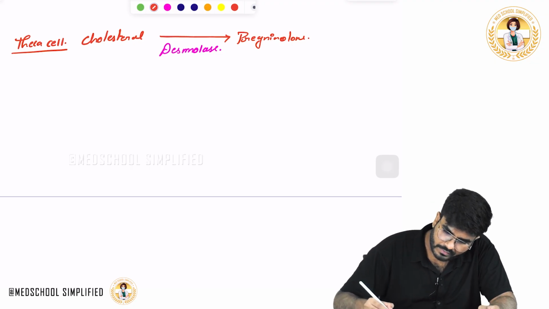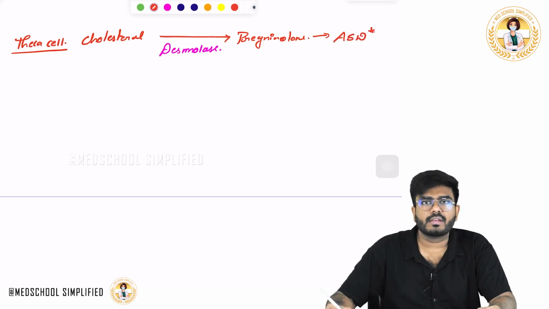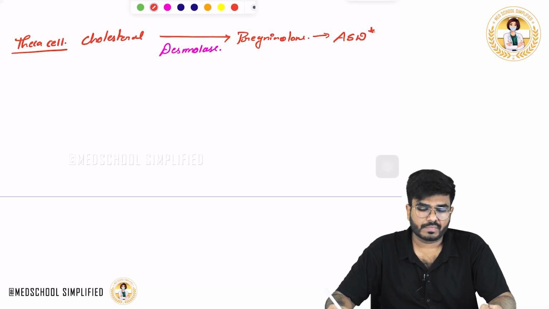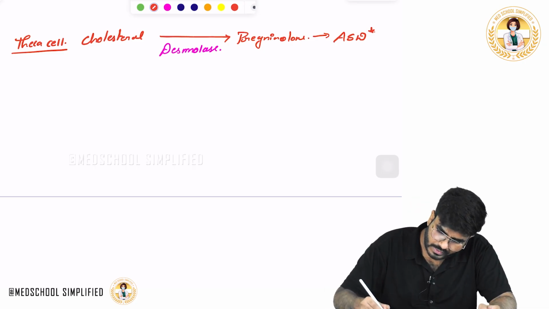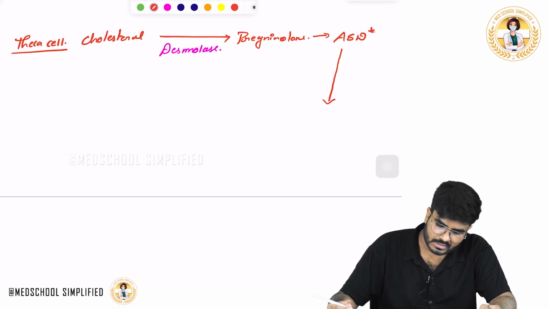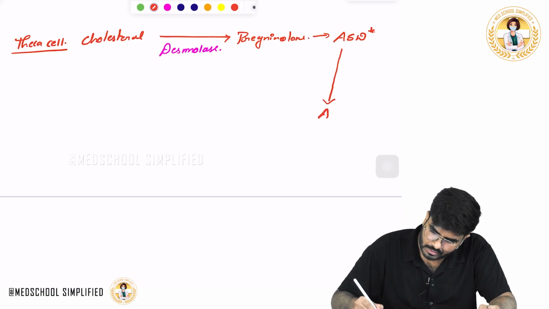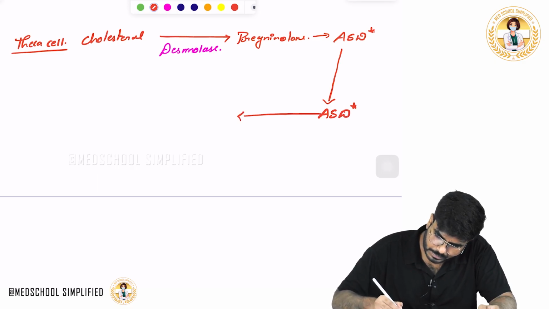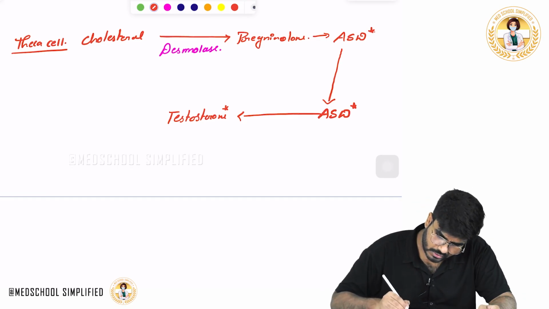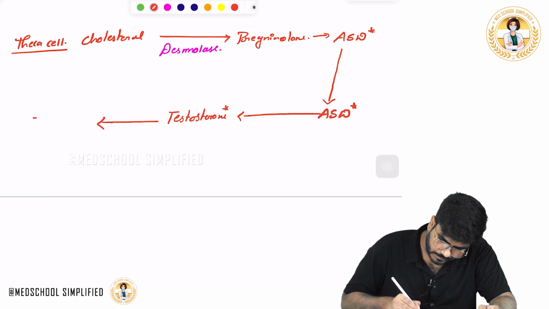This pregnenolone will be converted into androstenedione. ASD here stands not for atrial septal defect, but androstenedione. Now this androstenedione, first it will come into the granulosa cells. Now in the granulosa cells, this androstenedione will first be converted into testosterone. Now this testosterone will be converted into estradiol.